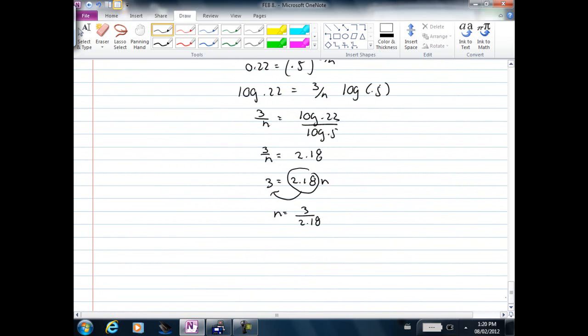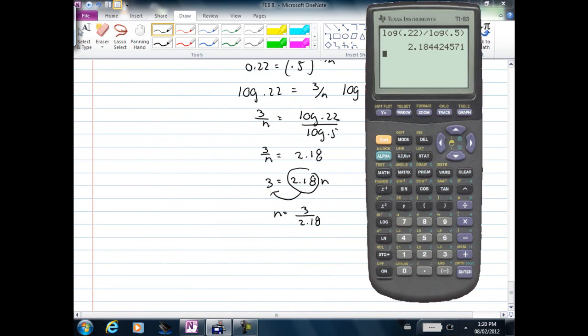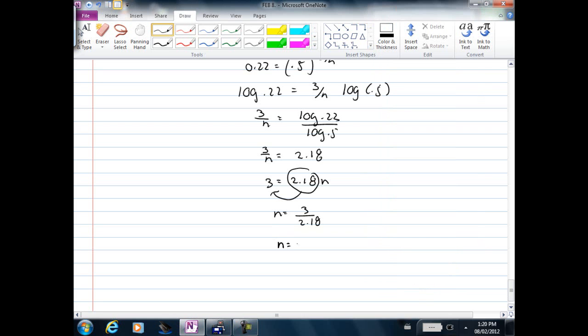Okay. And just go ahead, 3 divided by 2.18. Bada bing, bada boom. 1.37 minutes. So this element can reduce to 50% of its original value in 1.37 minutes.